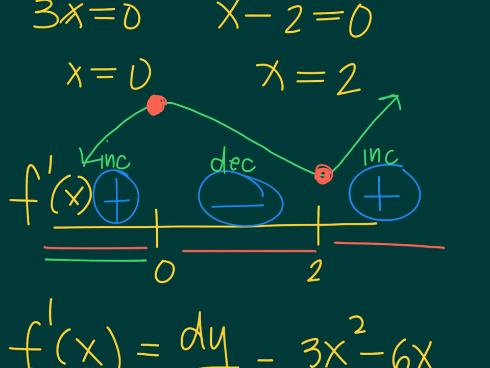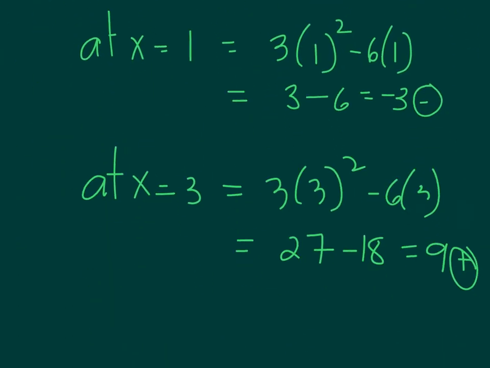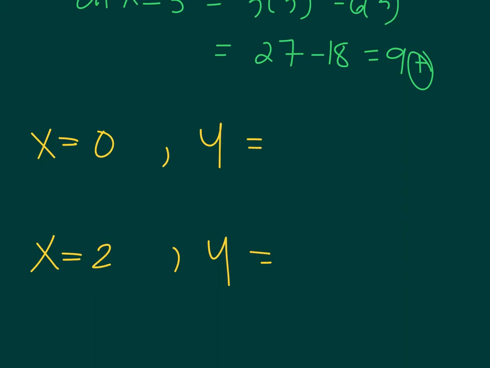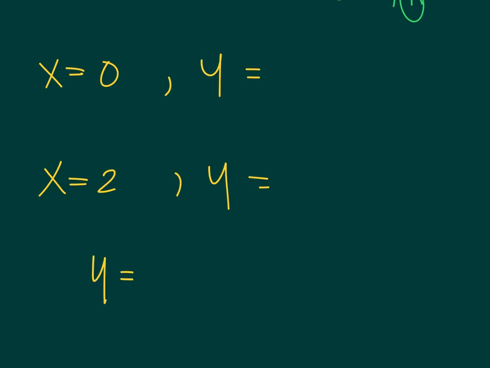So to finally find the points, the maximum points or the minimum points, the relative max and min, we already know the x. It's x equals 0 and x equals 2. What you need to find are their corresponding y value. Okay? And to find their corresponding y value, you go back to the y. y is x cubed minus 3x squared plus 4. And get the corresponding values.